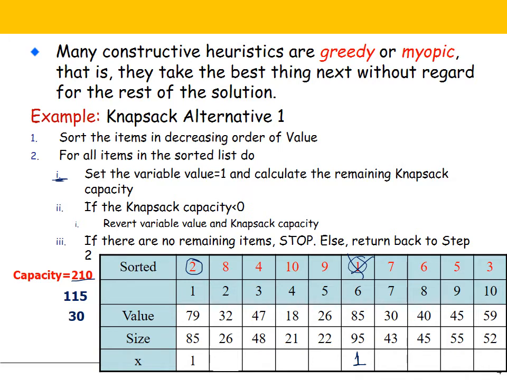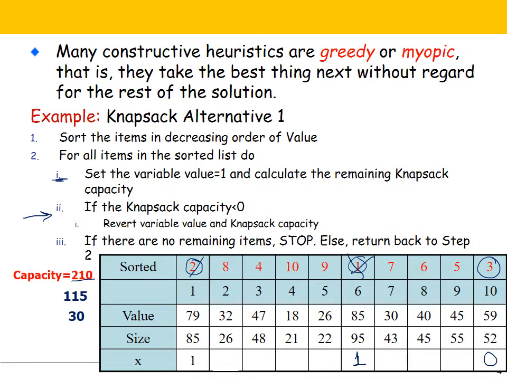Next, we select the third item, this one, and we set its variable value equal to 1. Then 30 minus 52 is minus 22. So the knapsack capacity is less than 0. It means that we need to revert this change and make this 0 again. We cannot take this item because we are exceeding the capacity, so its value will be 0.